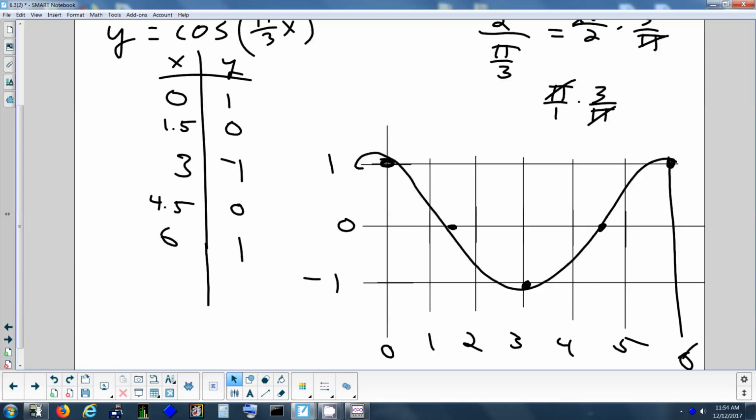So what does the graph normally have to go to before it repeats? What's the regular period? 2 pi, which is about 6.28. Well, this graph has to go to 6. So it's shortened, but just a little bit. Okay, it's normally 6.28. This is 6. That's not much of a compression at all. Okay. Any questions on that?